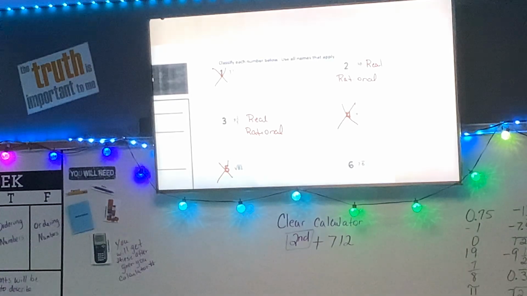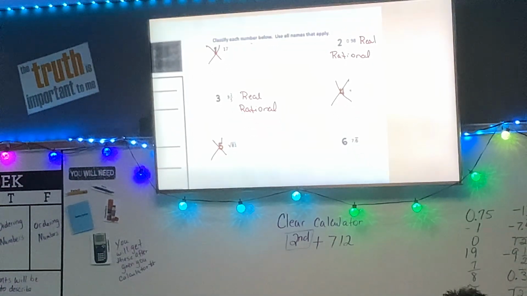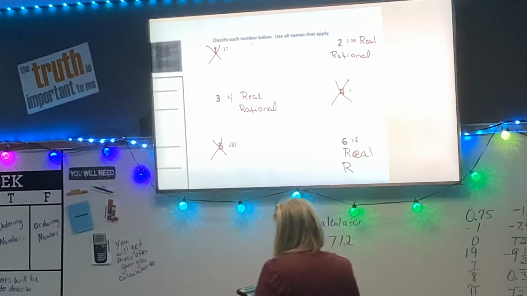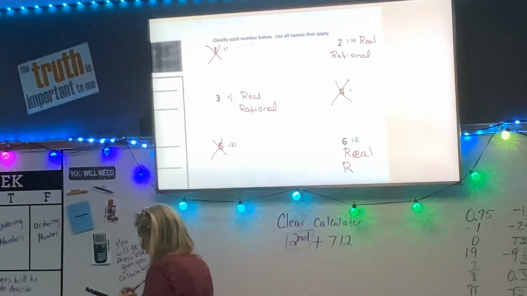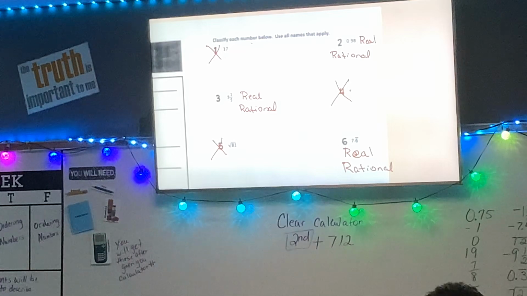Look at number 6. What's the little line above it mean? Repeats. Which one repeats? Rational. Irrational does not repeat. Irrational goes on and on forever. So rational repeats. They both start with R. Rational repeat. R, R. Rational repeat. R, R.